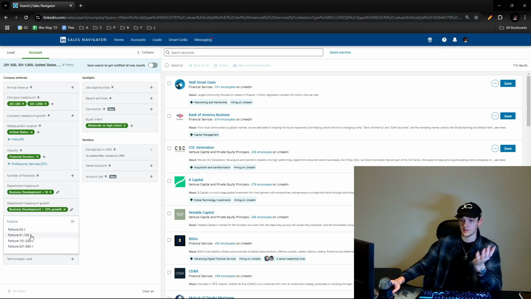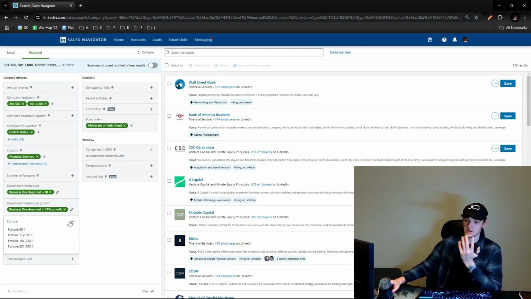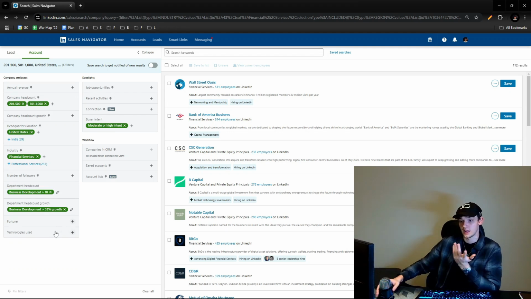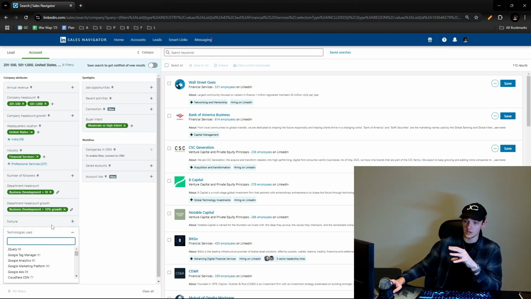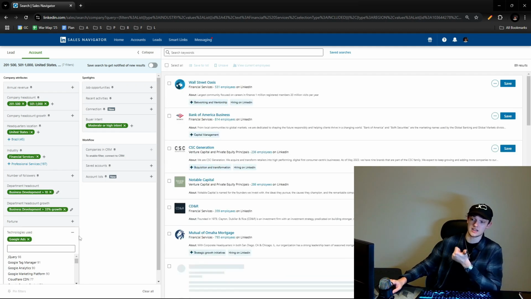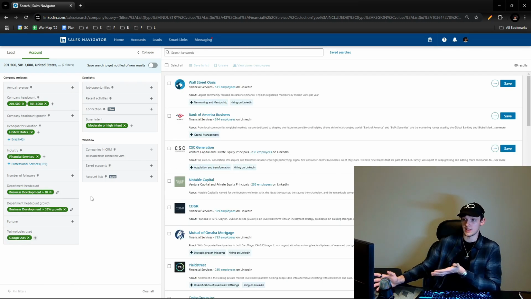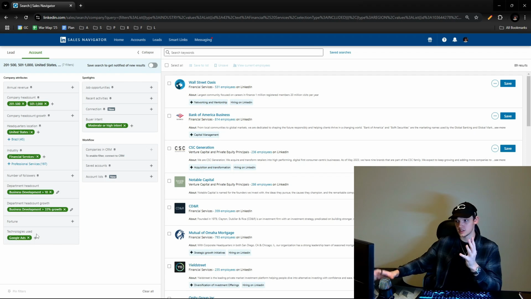On top of that, you can look for if they're a Fortune company, which again, most of you probably aren't targeting, but if you are, you can use that. You can also look at the technologies used, which is super cool. So maybe you want to target people who are, for example, actively running Google Ads, then that's something that you can do, right? So there's a whole bunch of different things.